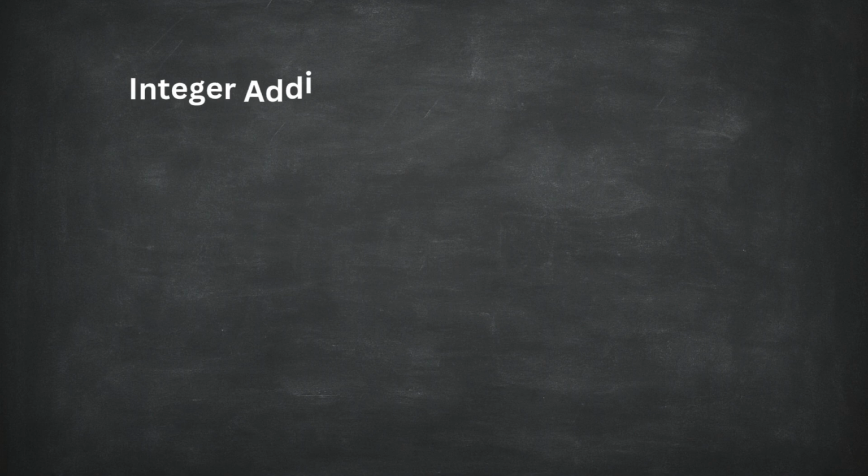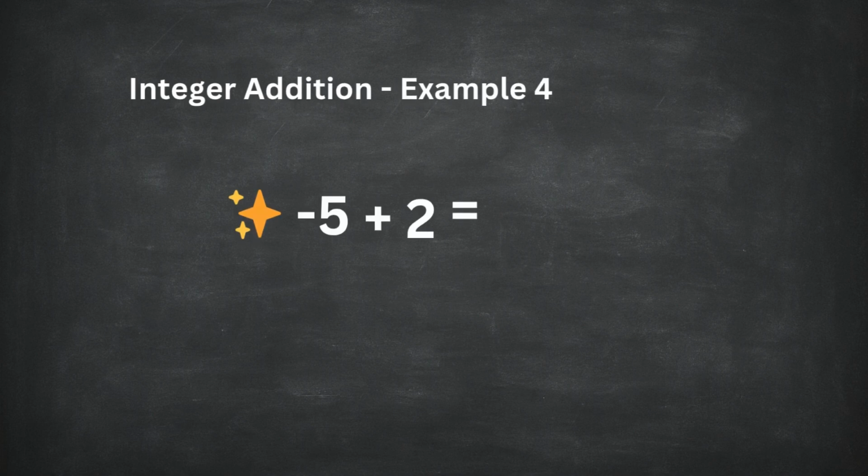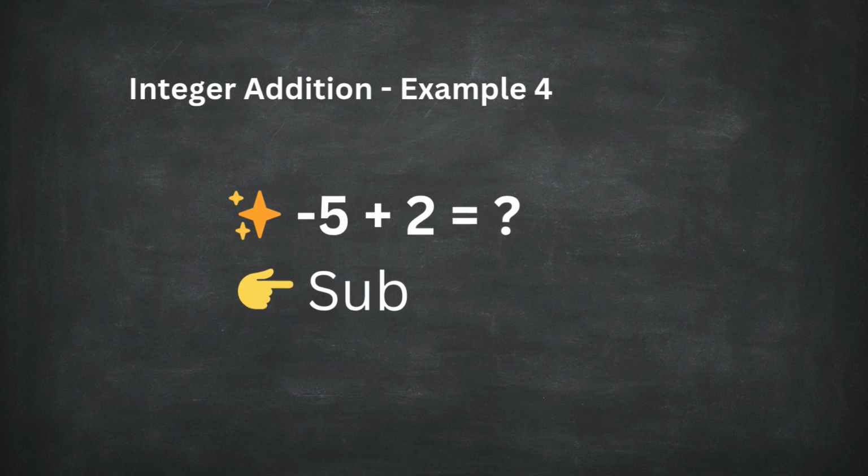Next, negative 5 plus 2. Again, different signs. We subtract. 5 minus 2 is 3. This time the bigger number is negative 5. So the answer is negative 3.